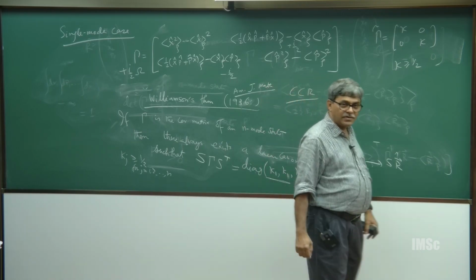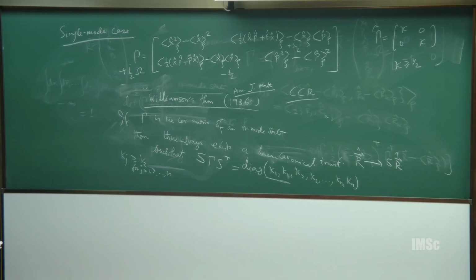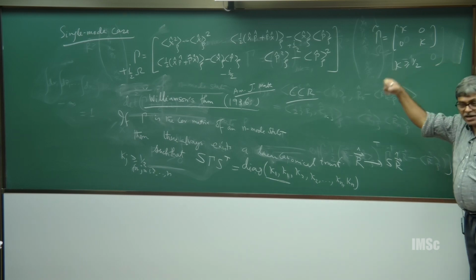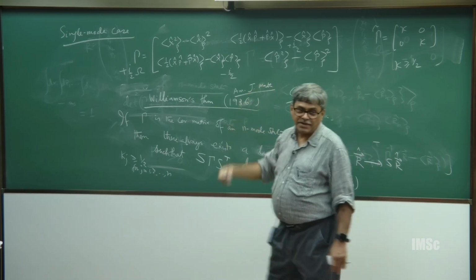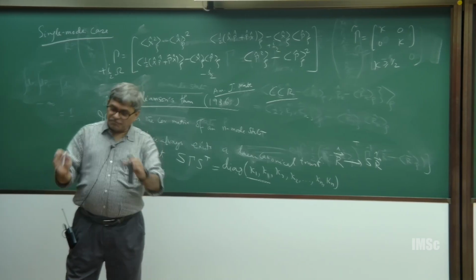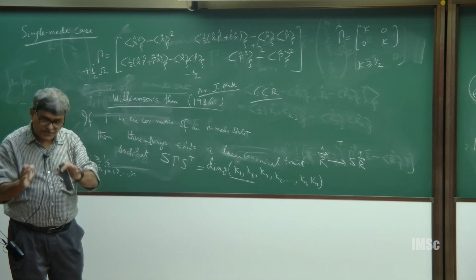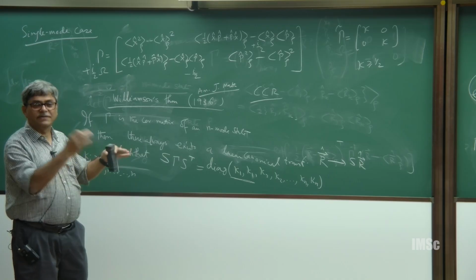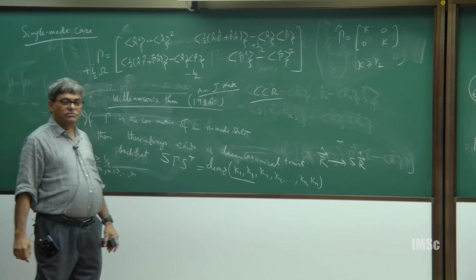Okay. For single mode, this is true. For higher modes also this is true. So that is what I am going to do later. But for single mode, once you have a covariance matrix satisfying this condition, you can get a single mode Gaussian state having this as the covariance matrix. Well, this is for the restricted case of the Gaussian thermal state, but then we can generalize it for any Gaussian state.